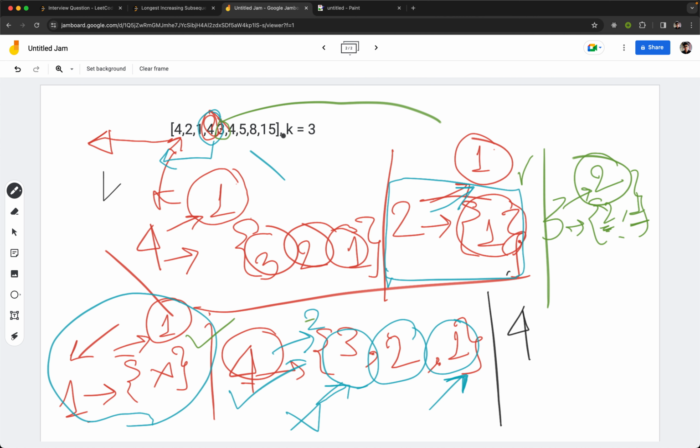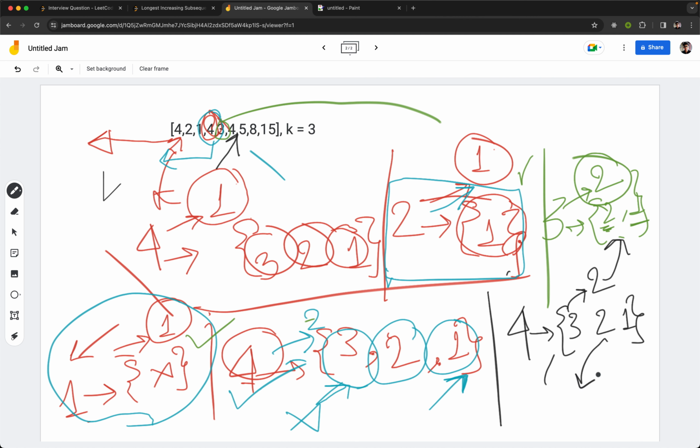Now in this 4, which element are we considering? We are basically considering this 4, fine. Now similarly, which elements can be included in this 4? We can include 3, 2 and 1. Got it. Now if you see this 3, what is the maximum length if I include 3? It is 2. Now where have I got this 2? I have just got this 2 in my previous step, right?